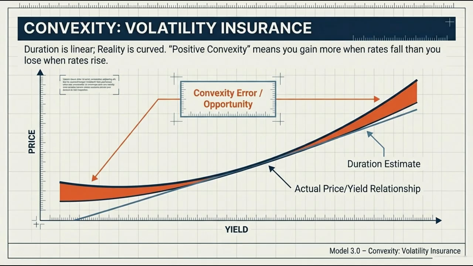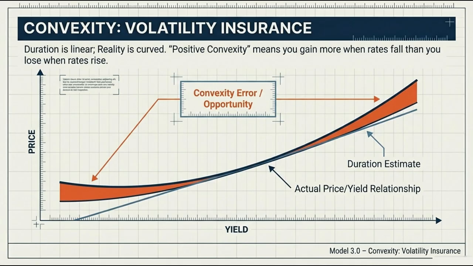This is where it gets really fascinating. Nearly all non-callable bonds exhibit what we call positive convexity. The positive curvature means the price increase you gain when rates fall is always greater than the price decrease you suffer when rates rise by the exact same amount. That sounds like a structural advantage. Yeah. You get more upside than downside.